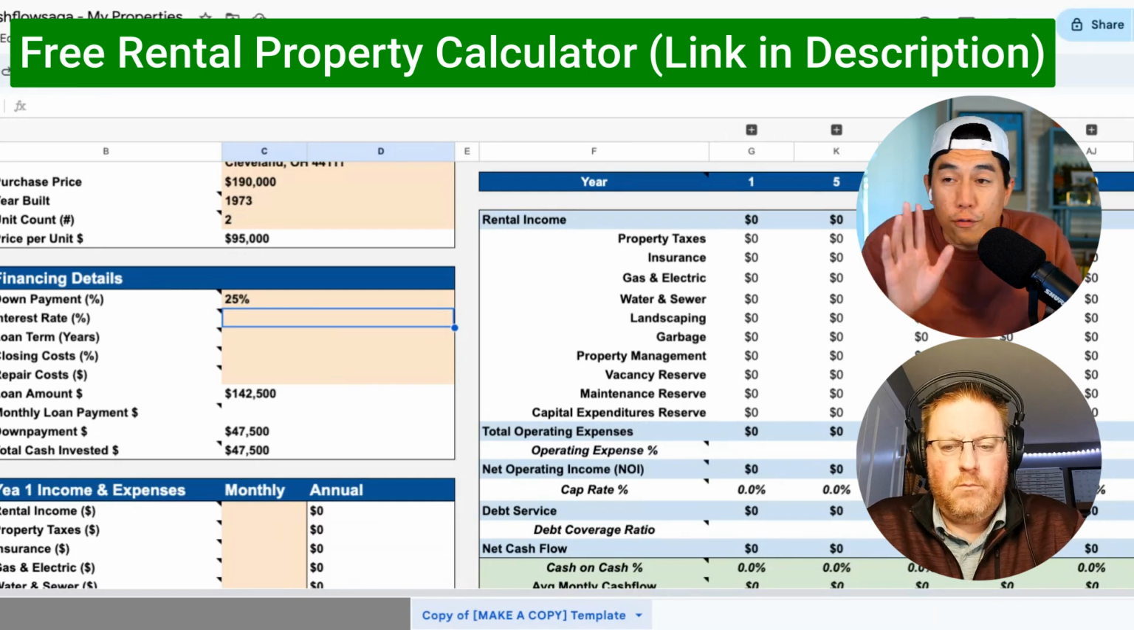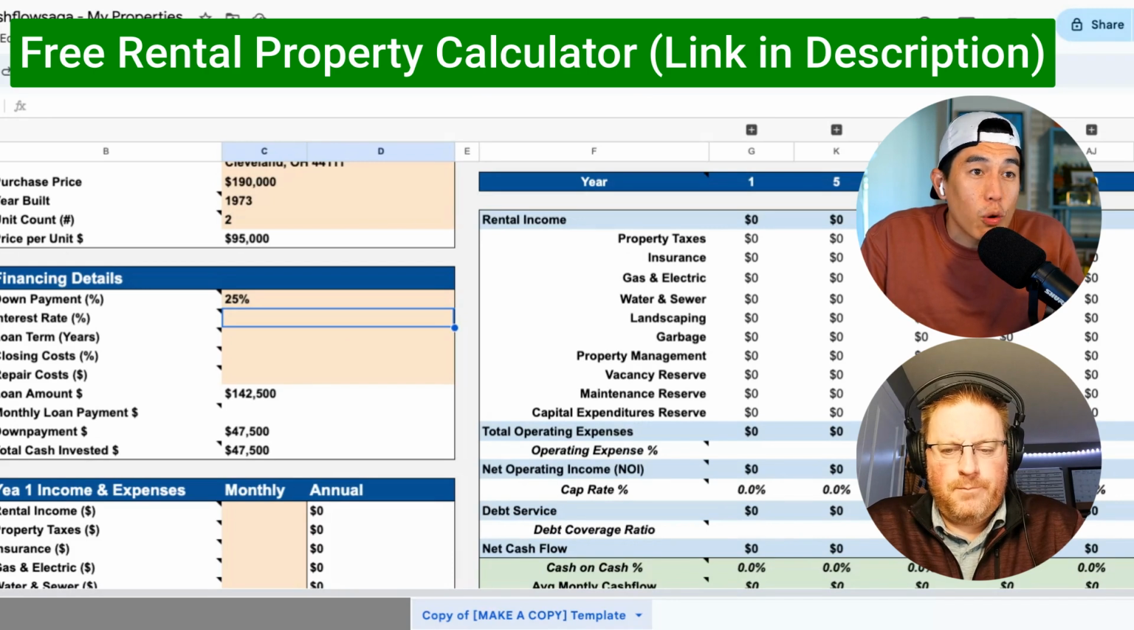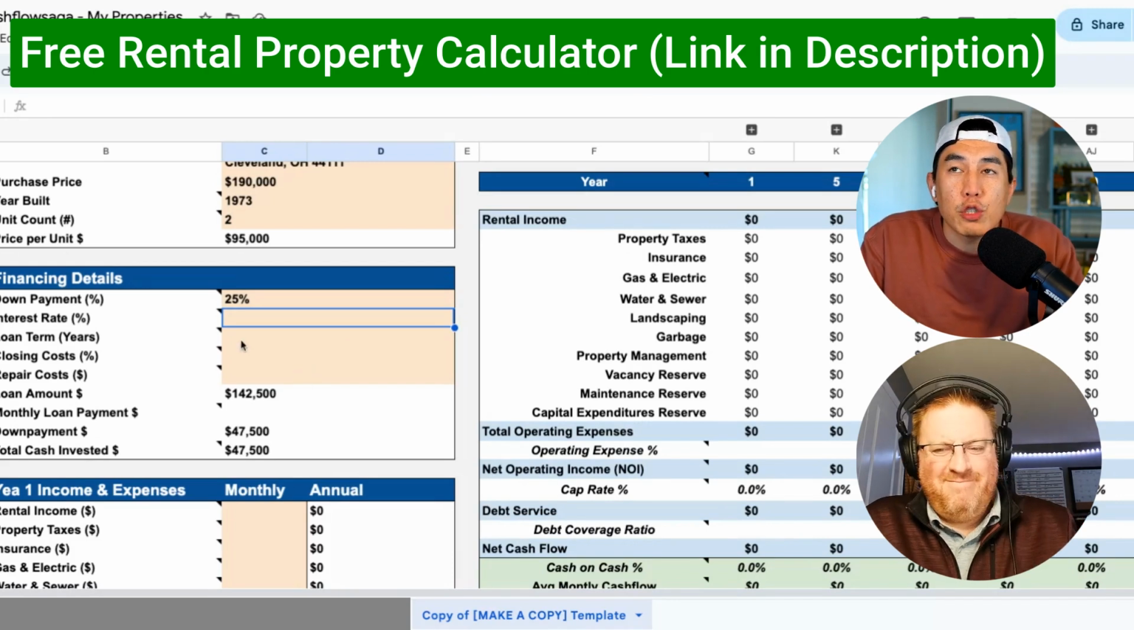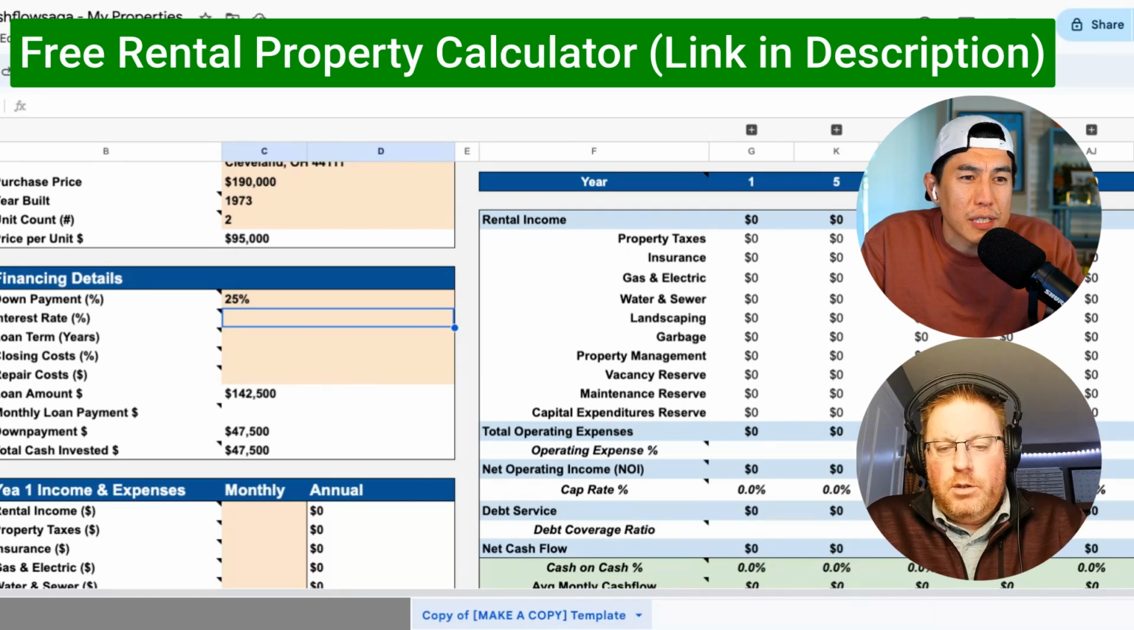So we're already at $47,500 in cash out of pocket here, but we're not done. The down payment is not the only thing you're going to need to have. Mike, for the interest rates, I don't know if you know what the rates are today. I think they're probably in the low 7s, I want to say. Actually, you're creeping into the high 6s now.